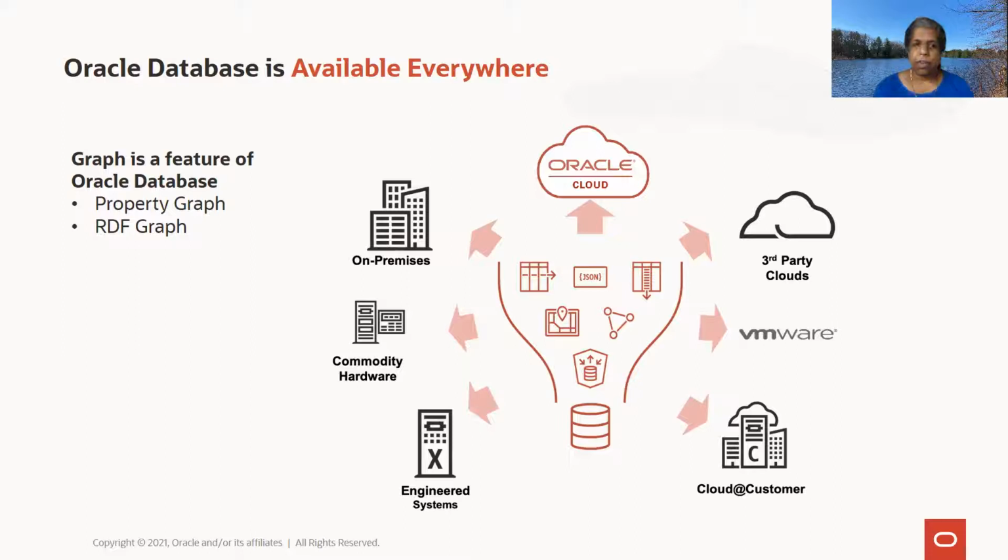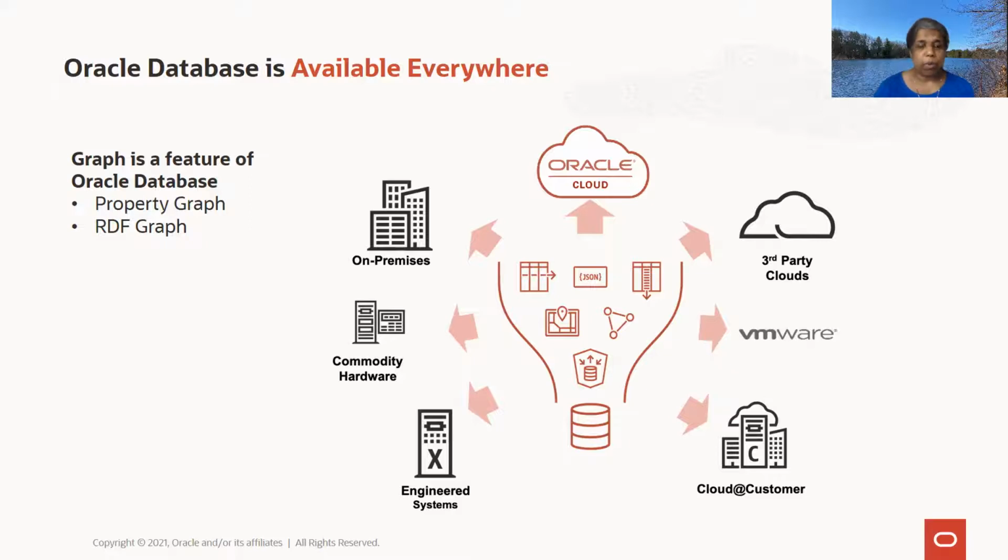So Graph is a feature of Oracle Database. And Oracle Database has a variety of deployment options. You can deploy Oracle Database on premises, in Oracle Cloud, in third-party clouds, or in Cloud at Customer, where Oracle manages the infrastructure, but the hardware is physically in your data center. And when you're deploying the database on premises, you have the option of engineered systems or commodity hardware. The Graph feature supports two graph models, the property graph model and the RDF graph model, and both of them can be deployed in all of these scenarios.